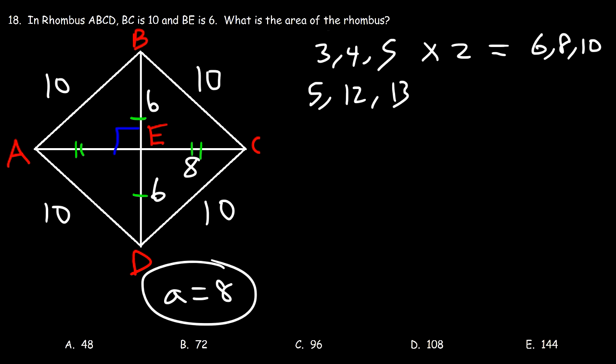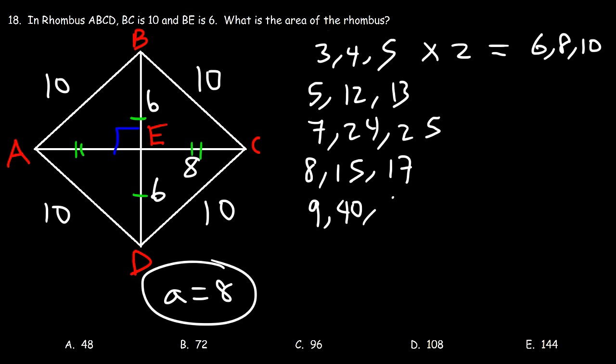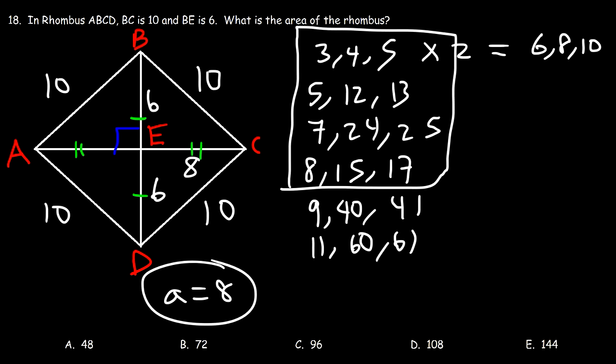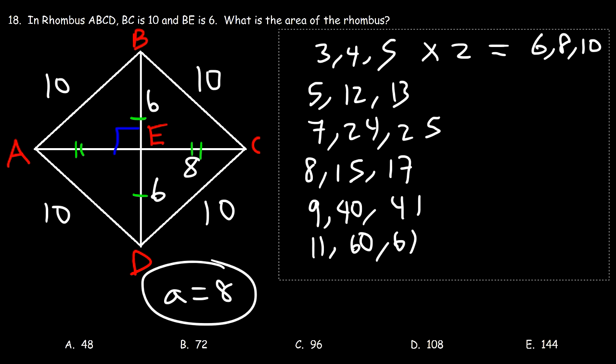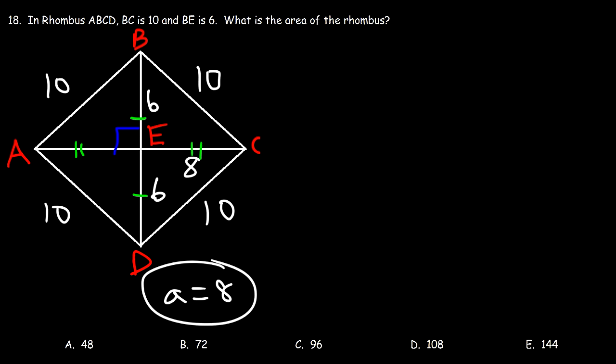Now some other numbers that you want to be familiar with is the 7, 24, 25 triangle. And there's also the 8, 15, 17 triangle. And there's the 9, 40, 41. And also the 11, 60, 61. But these 4 are the most common ones that you encounter. As for the rest, you could simply use the Pythagorean theorem to calculate the value of the missing side. But now let's finish this problem.